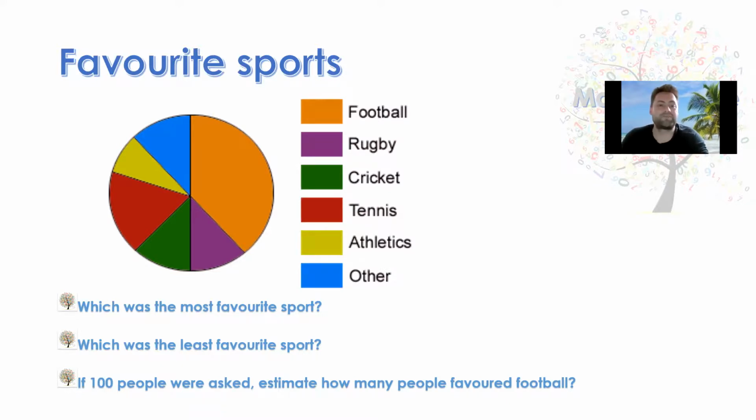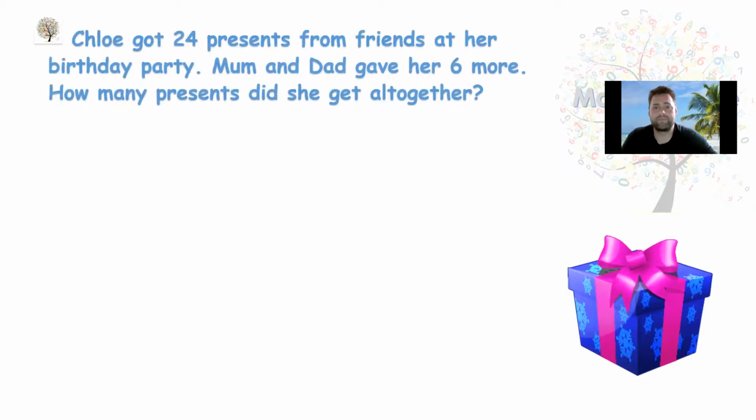So the most favorite sport was football, obviously, because orange is football, and that takes up most of our circle. What was the least favorite? That would be the one that had the least amount, which was yellow, and that's athletics. Now, if 100 people were asked, that's about 1/3 of the square. So you're looking at around 30 to 35 people, 33 or 34 to be more exact, chose football.